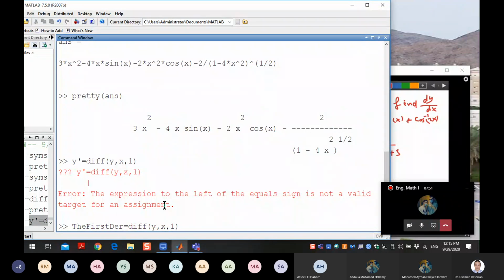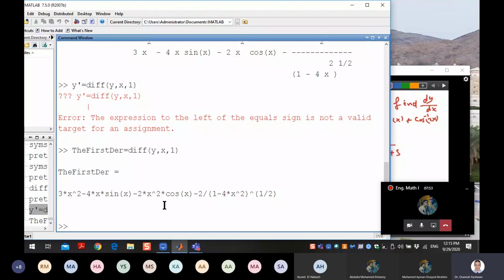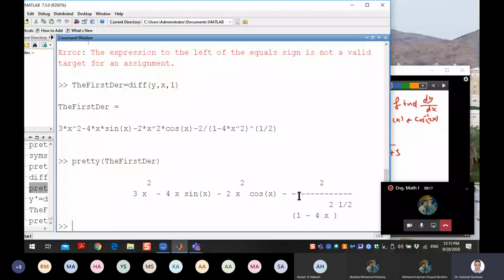derivative. Okay. Now, yes, it is better to give a name to your result. How to give a name to your result? You just type before the command, equal, and to the left of it your name, right? Now I go for pretty. Yes, you make pretty for the last name. This is a last name, okay? So I take it, put it up here, and just this. This is my first derivative.